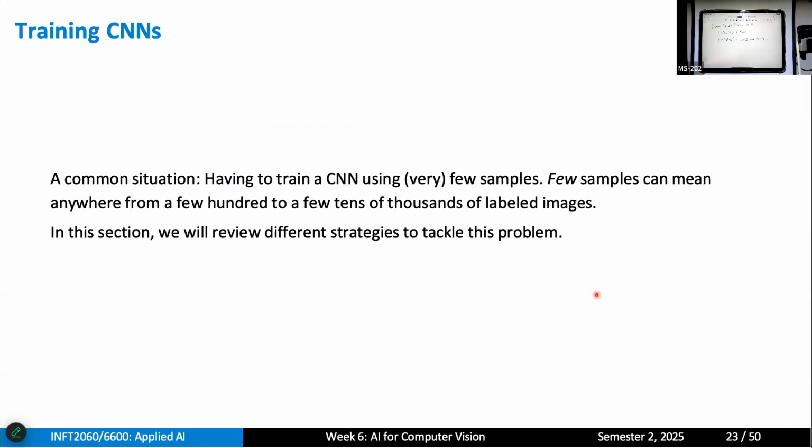Training a CNN, a common issue is having to train the CNN using very few samples, and a few samples can mean anywhere from a few hundred to more, so this is a small size, okay? In your assessment two, we always give you a scenario, for example, where you have a small, very limited dataset, but we have existing models that solve similar questions. So how do you use that model to solve your problem, okay? That's also in your assessment two.